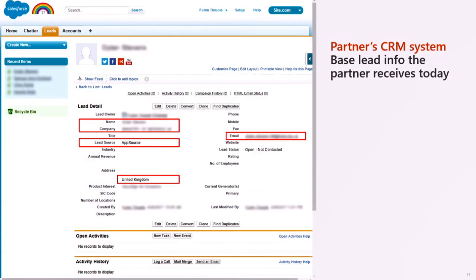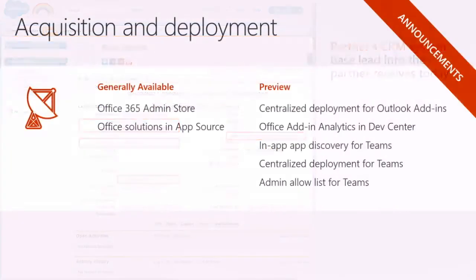You can see here an ISV inside of their own Salesforce CRM getting a bunch of lead information about specific customers and contact information around them. It works both for Salesforce and, of course, for Dynamics CRM as well. For acquisition and deployment, the O365 admin store is now generally available. This is where you can acquire solutions directly within O365 admin. Office solutions are now also available in AppSource, and in fact, if you go to store.office.com now, you'll be redirected to AppSource so you can get that experience.